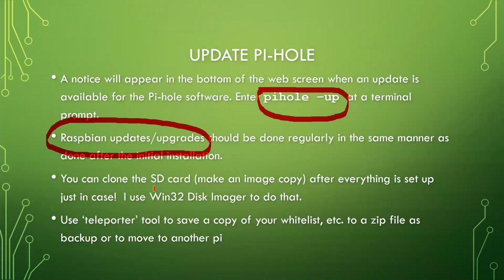There's also a Win32 disk imager that I have a link for on the links page, which you can use to clone the SD card to make an image of the entire card, just in case it gets damaged. And I tend to be the nervous sort, so I've done that. And I already mentioned Teleporter, so you can use that to go to another Pi or to reset it if you think you've messed up the whitelist or the blacklist.